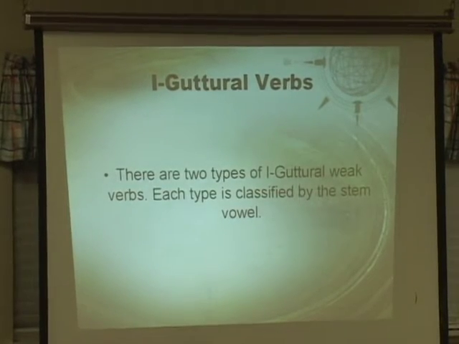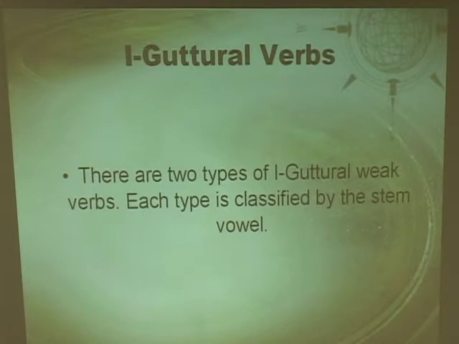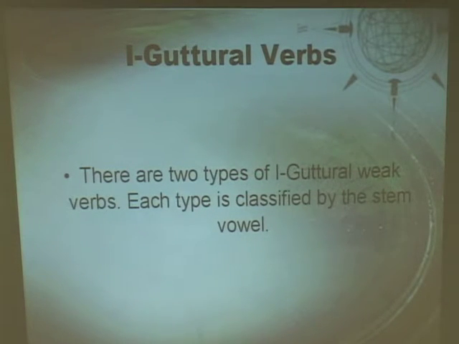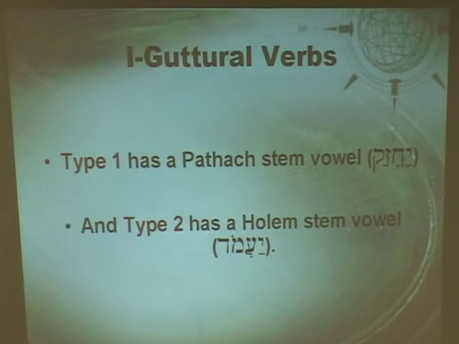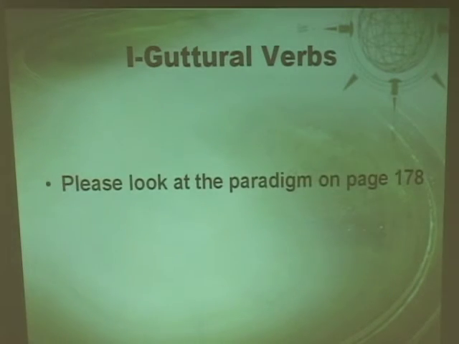Yeah, excuses. If we get to the next type of verbs, first guttural verbs, there are two types of first guttural weak verbs. Each type is classified by the stem vowel. There is a type 1 which has a patach stem vowel, like in ya'azor. It's actually ye'ezak, but it's a hatef segol, so it's a half segol. And then type 2 has a holem stem vowel, like in ya'amod, actually. So these are two types of the guttural type. So it's already a subtype. Something more for you to learn. And then please look at the paradigms on page 178. That will clarify some things.